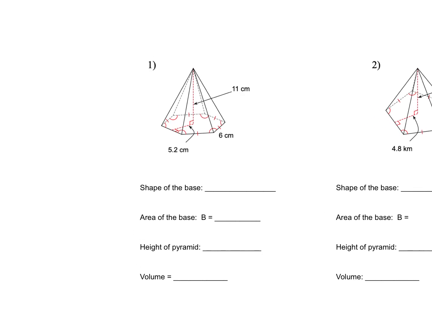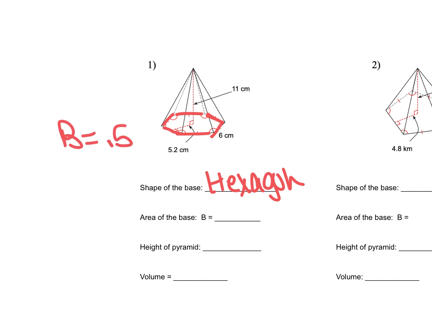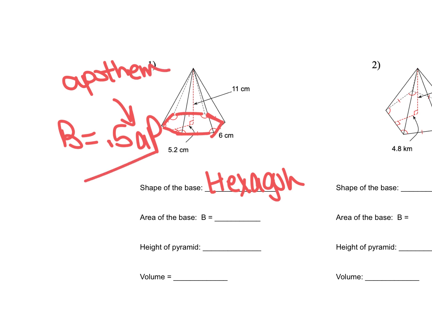This one here, if you look, our base has 1, 2, 3, 4, 5, 6 sides. It's a 6-sided figure, which is a regular hexagon. If we have a hexagon, the area of that is going to be half the apothem times the perimeter. Remember, a is your apothem, P is your perimeter, just a reminder of that vocabulary from earlier in the unit.